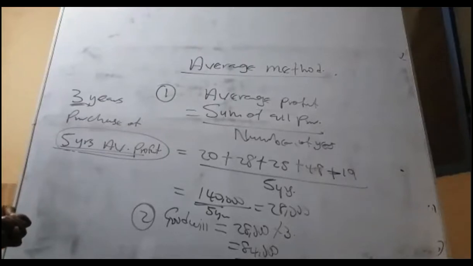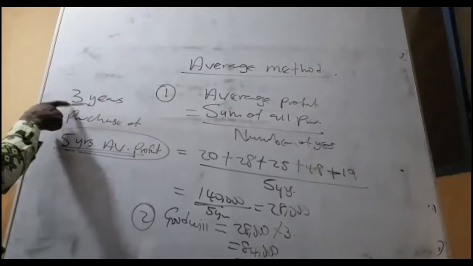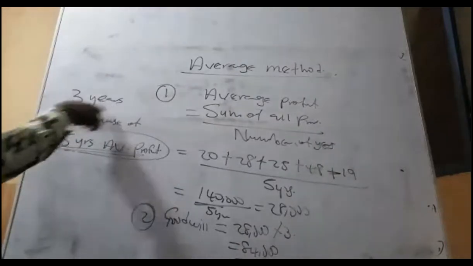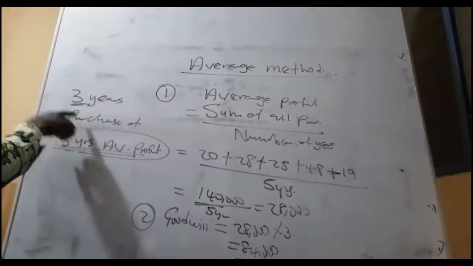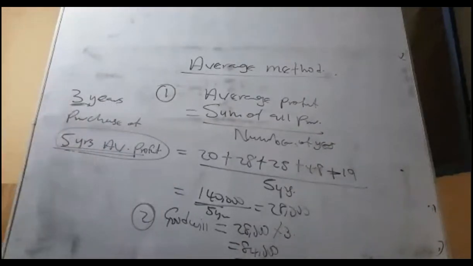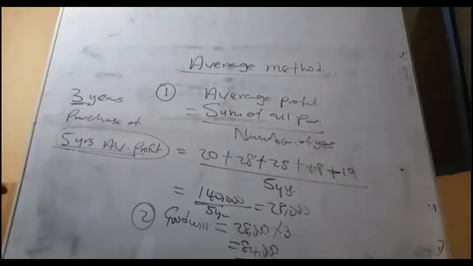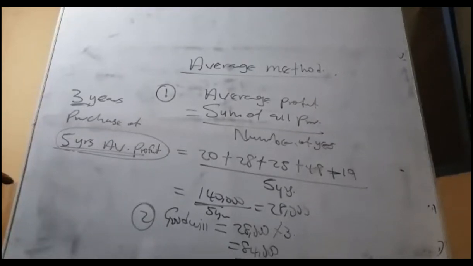Then second, you multiply it by the number of years that you are purchasing. So say 3 years purchase. So it can be 2 years. If it is 2 years purchase, you multiply by what? 2. If it is 4 years purchase, you multiply by 4. If it is 5 years purchase, you multiply by 5, in that order. So that is how we get the goodwill under the average method. Great.